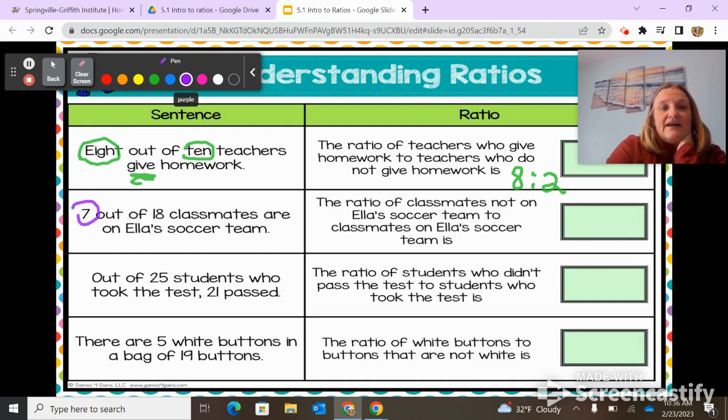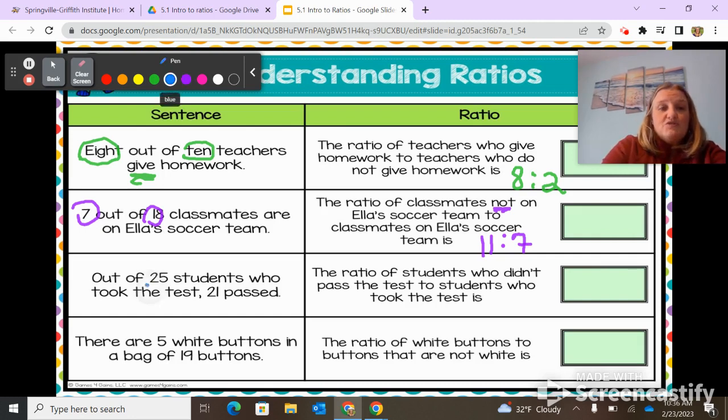7 out of 18 classmates are on Ella's soccer team. So we're looking for the ratio of classmates not on Ella's soccer team. So let's start there. If 7 out of 18 are on the soccer team, how many are not on the soccer team? You should find out that that is 11. To the number of classmates on Ella's soccer team. Well, we know that there are 7 there. So this ratio would be 11 to 7. Okay, let's try another one.